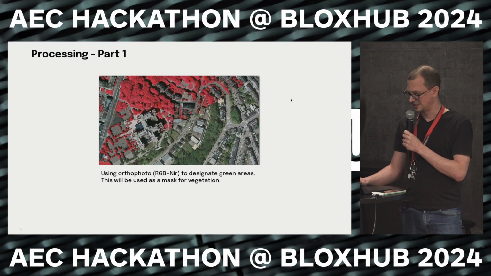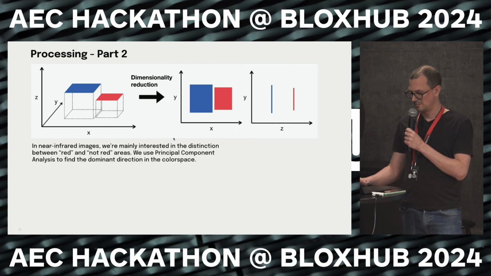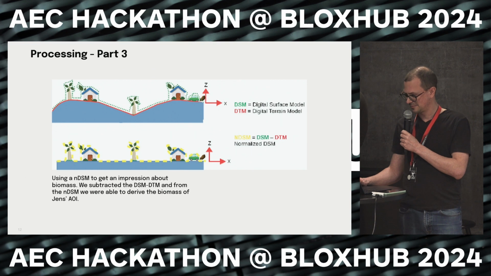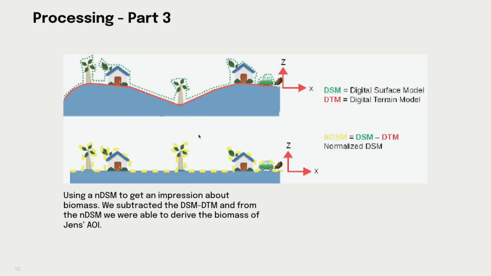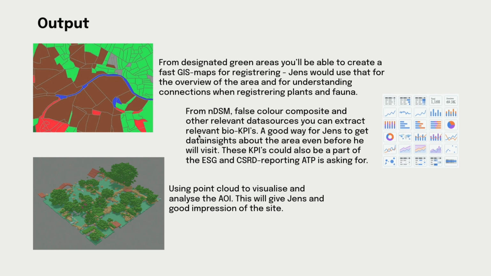This is basically what we went through already. It's both in near infrared and in a normal color space. We use principal component analysis to find the vegetation. We have this very difficult computation here, DSM minus DTM, to estimate the biomass. And this is yours.